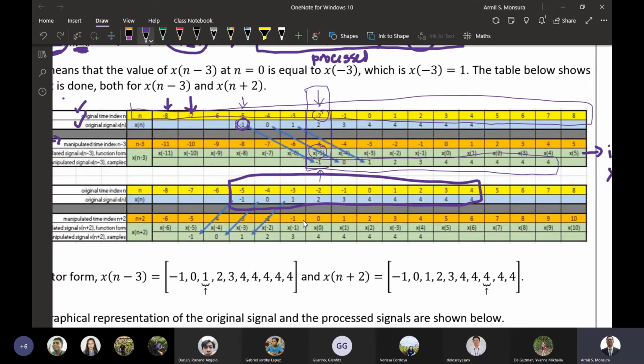nag-manipulate kayo ng signal by advancing the signal. Pero ang thinking ninyo, papalitan nyo rin yung time index nung processed signal ninyo. Okay? At naisip nyo na ang gagamitin yung bagong time index ay yung manipulated time index. So, ito yung magiging signal ninyo. Tingnan nyo kung may nabago sa signal ninyo with respect sa time index. Meron ba?